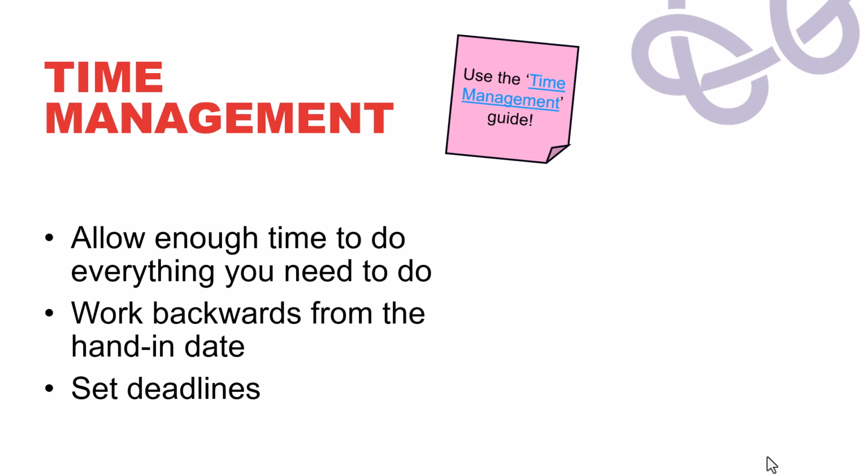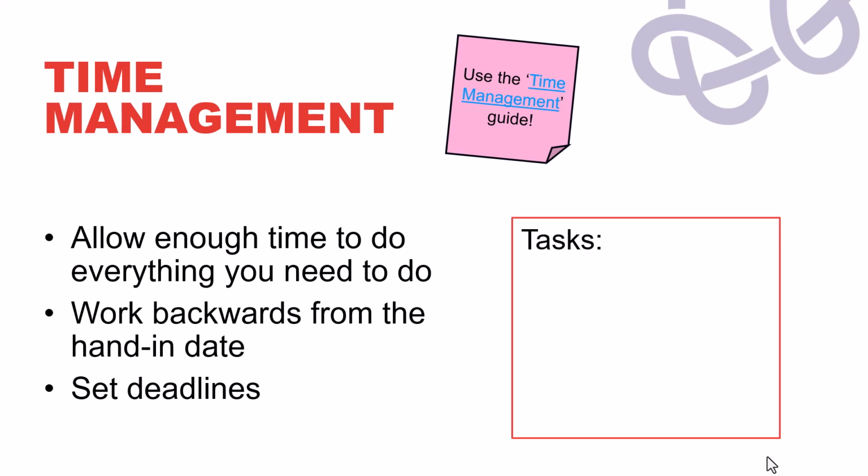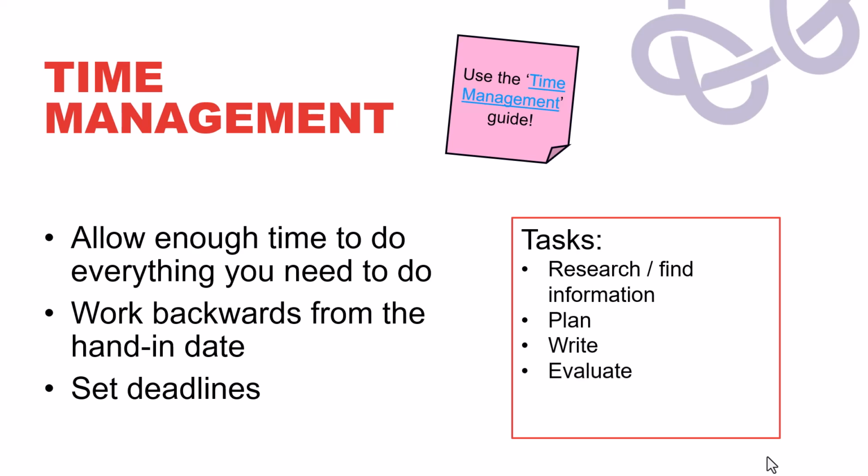So think about the hand-in date and then work backwards, and then set deadlines so that you can make sure that you've done each stage of the task well in advance of that deadline so that you know you've got enough time. The tasks that you need to complete will be to research and find the information that you need to understand the topic, then planning it, and then writing it before evaluating it, before you can hand it in. Our time management guide will give you more tips and hints on how to manage this.